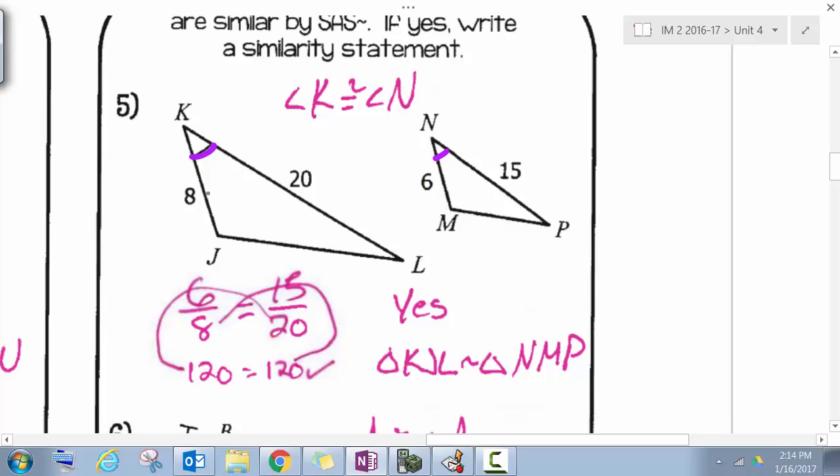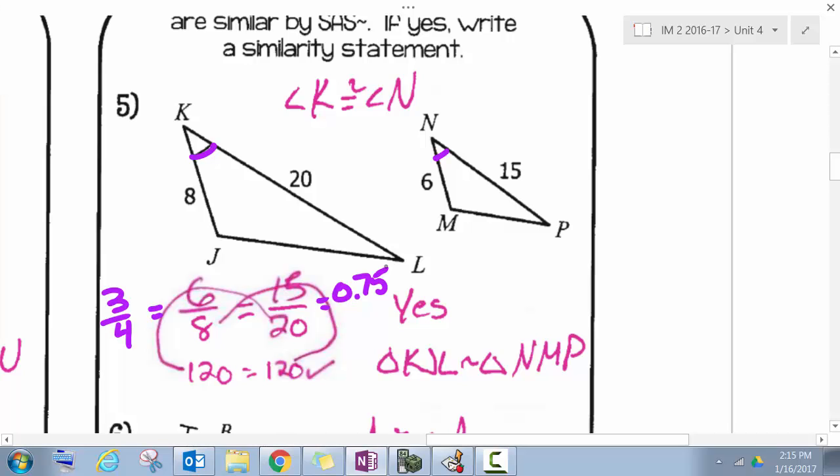So 6 has to go with 8 because they're both the smallest, and 15 and 20 have to go together because they're the biggest. Another way to see if their ratios are equal is to cross multiply. 20 times 6 is 120, 8 times 15 is 120. Or, if we simplify, they both simplify to 3/4. Or, if we divide, they both equal 0.75.